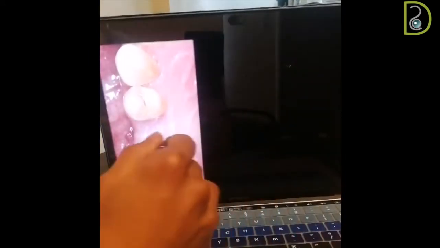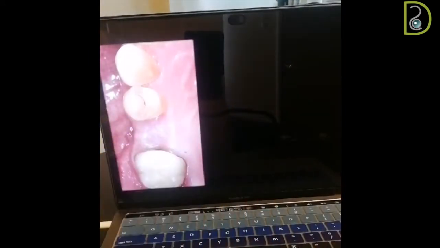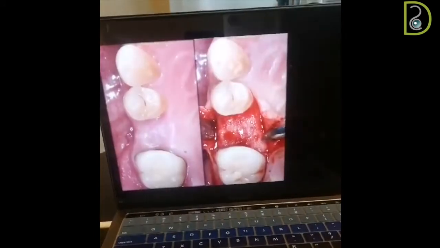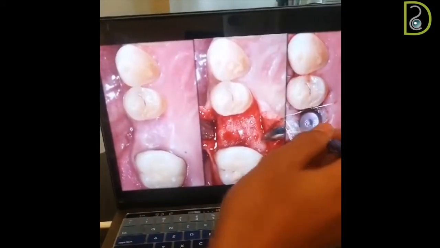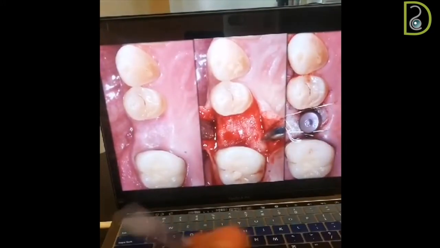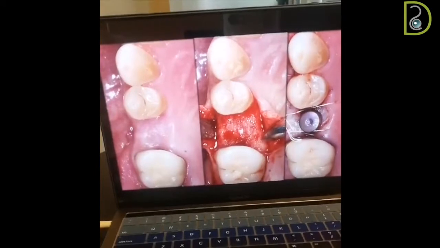In 3 months, as you can see, the site healed nicely, and I have this huge bone. So now I can easily place a normal implant length between 10 to 12 millimeters. So for me, this is one rationale why I don't like to place really long implants.